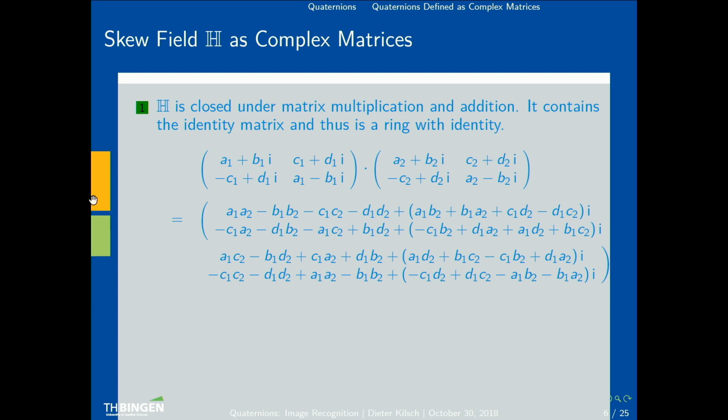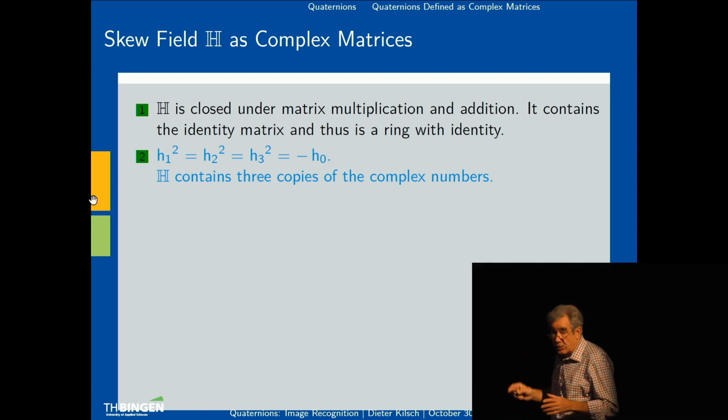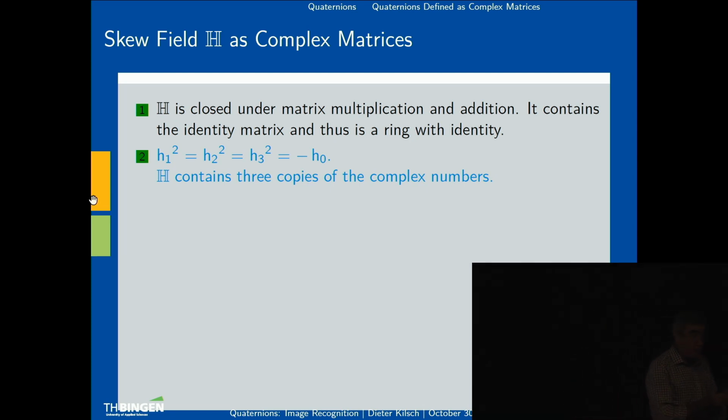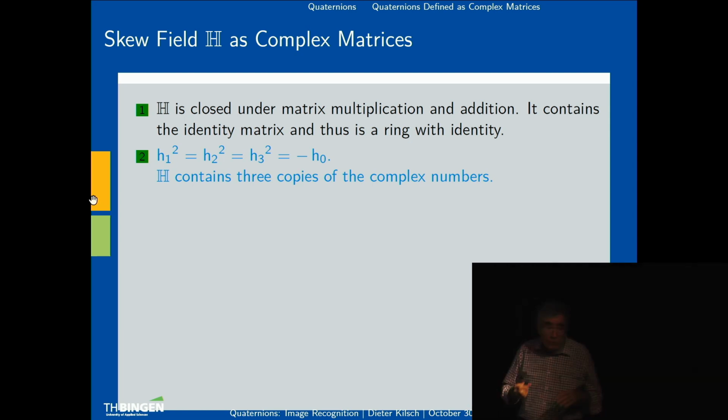So you can compare it, and you realize, yes, the product of two Hamiltonians is again a Hamiltonian, so you have a nice set. The second, what you realize is if you take H1, H2, and H3 and take the square of it, you get minus H0. And this is really compared to the complex numbers. If you take the square of I, you get minus 1. And this is the 1 because it's the identity matrix. So in a way, H contains 3 times the complex numbers.